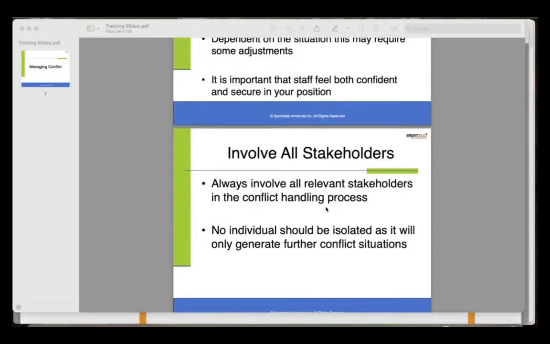Again, as I have been reiterating, this is a very important point: always involve all the relevant stakeholders in the conflict handling process. I hope you are very clear about what we mean by stakeholders. Maybe you can help me with an example: how would you involve the stakeholders in a particular situation, and who all would be the stakeholders in a particular scenario? Can you give me an example? Maybe that will help the discussion.